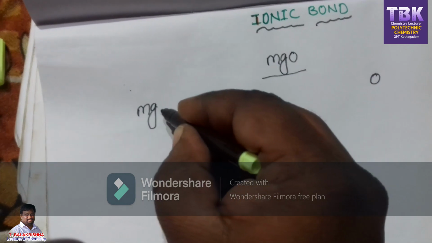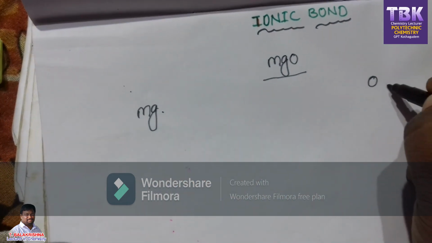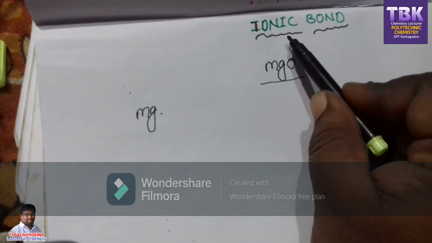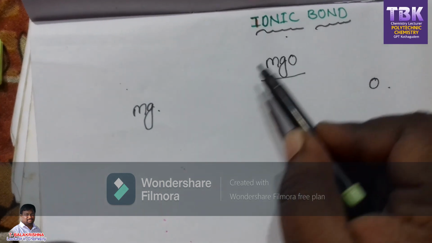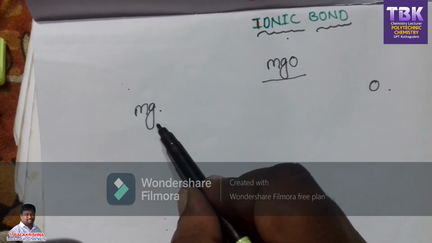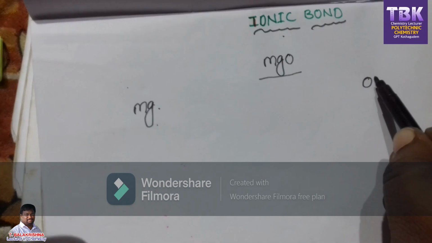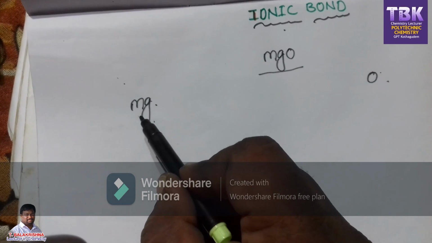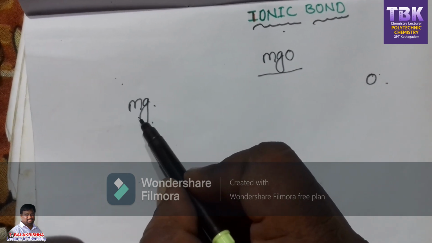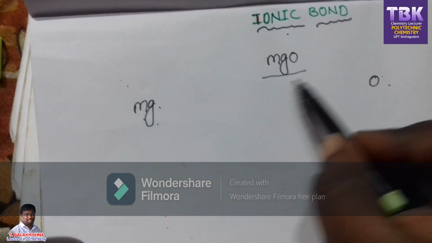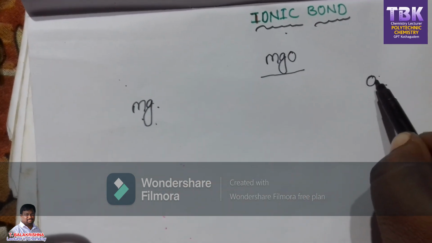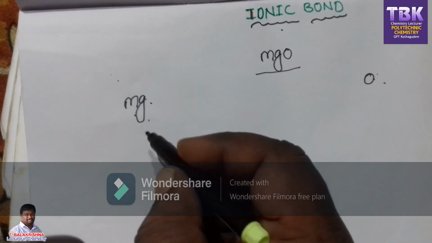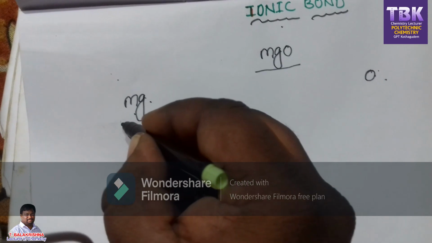So, the magnesium is a metal, oxygen is a non-metal. What is the main condition for the formation of ionic bond? One should be a metal, other one should be a non-metal. So, magnesium is a metal. How can you say? It is present in second group. The second group elements are called alkaline earth metals. Oxygen is present in sixth group. That group elements are called chalcogens. Okay, right? So, come to the magnesium.